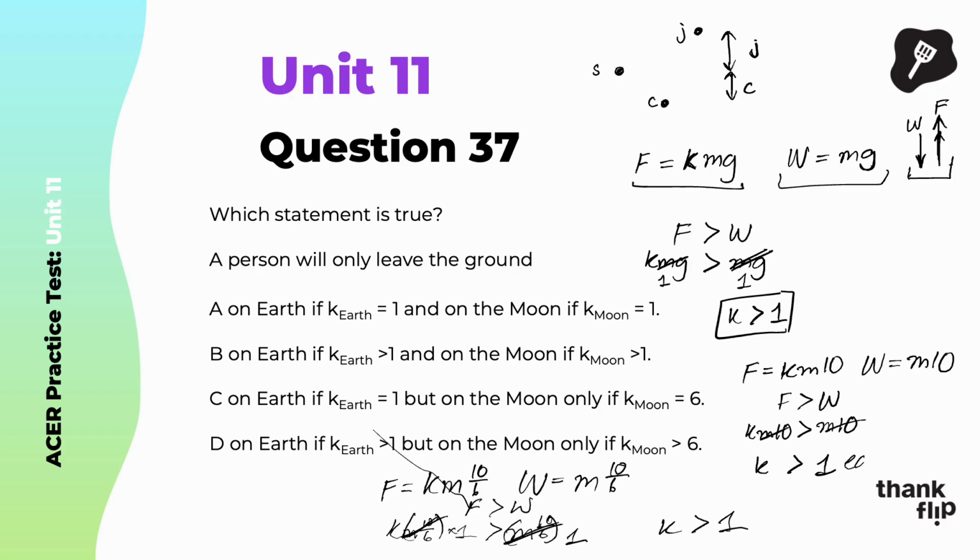So whether you're on the Earth or whether you're on the moon, K has to be greater than 1 in order for a person to leave the ground. So the answer is B. And this is all based on this knowledge here. So you have to have the basic understanding of motion and forces in order to make this conclusion about the fact that F must be greater than W. Once you can make that conclusion that F must be greater than W, that's when you can just fill things in and do basic calculations down here in order to figure out the values that are required for K.